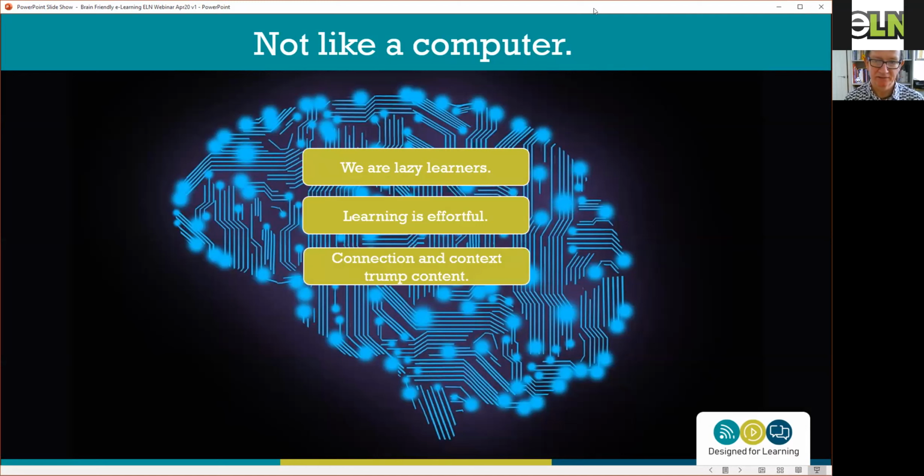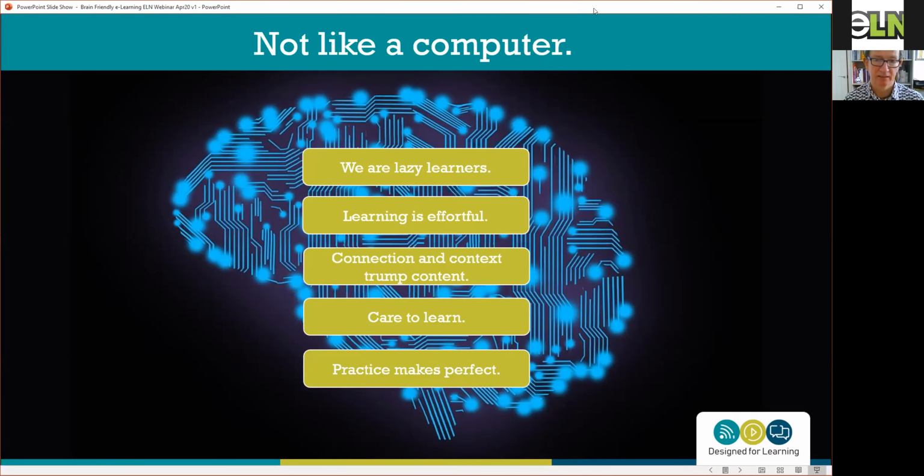Connection and context trump content. Recognizing why you need to learn something is much more important than the actual stuff you need to learn. Emotion is important. We talked about the Triune Brain. Clearly, right in the heart of our brain is that reptilian and mammalian core, so when it comes to learning, we also need to tap into that part of our brains. And finally, something quite simple that we probably all take for granted: practice makes perfect.